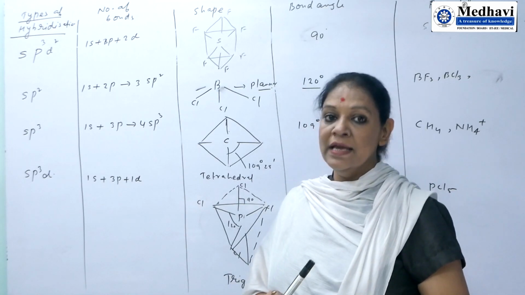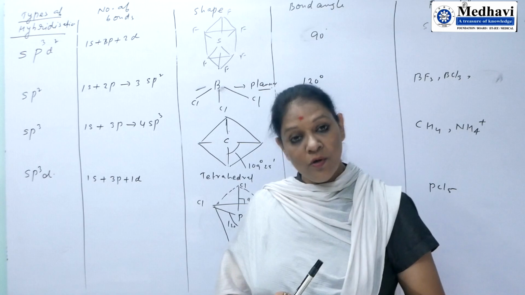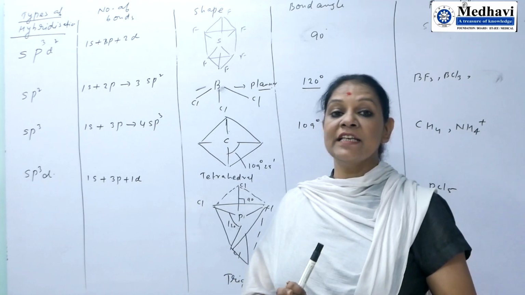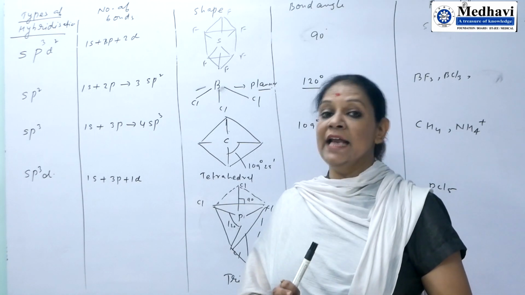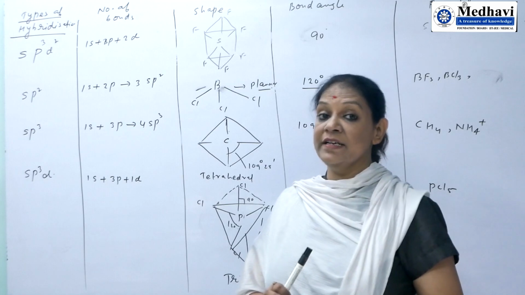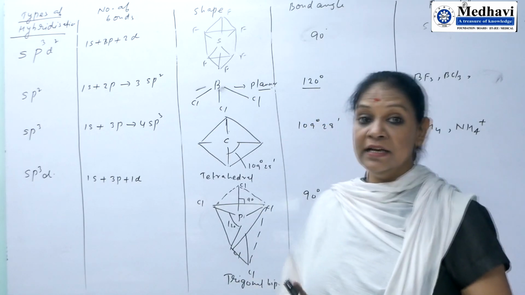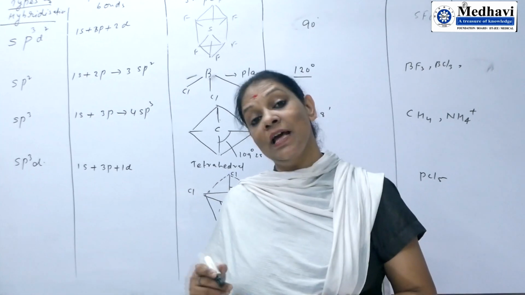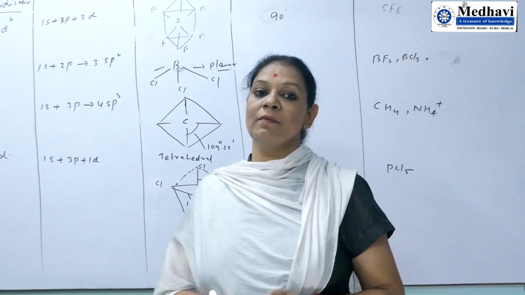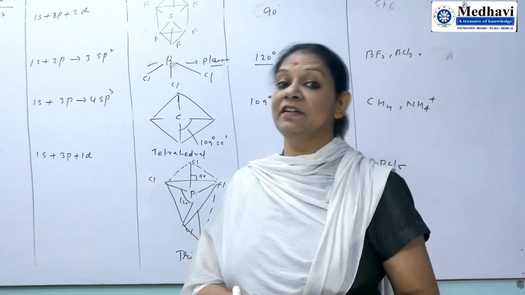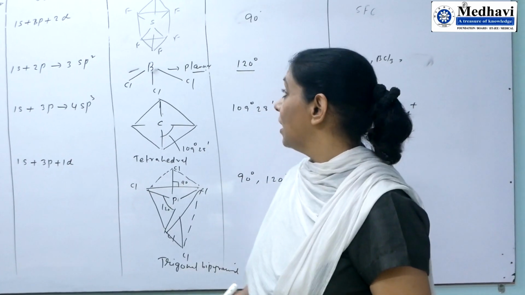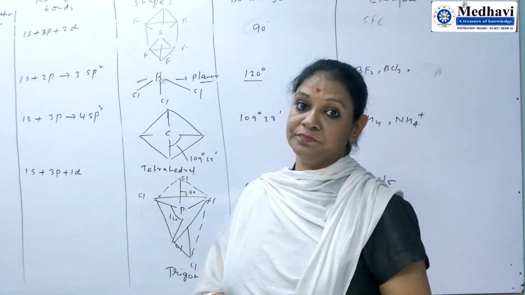One is sp, sp2, sp3, sp3d and sp3d2. That is 5 different types of hybridization we will use for organic and inorganic compound. For coordination, 2 extra hybridization we will use. That I will discuss when I will teach coordination or complex compound.